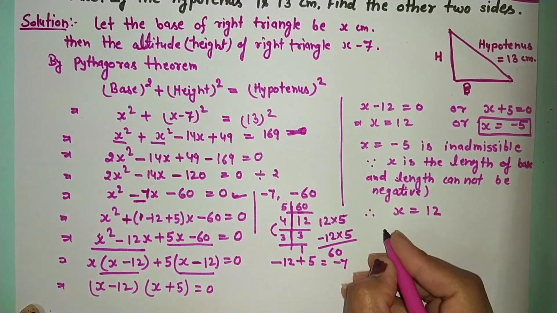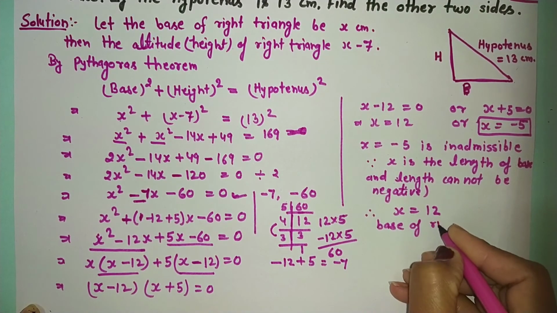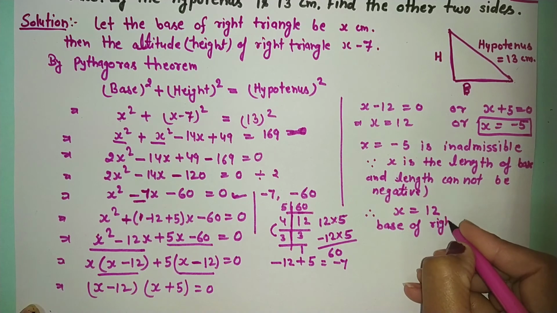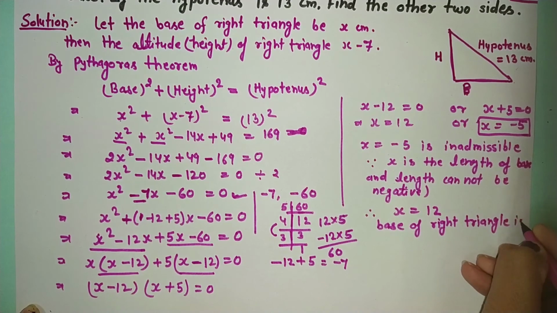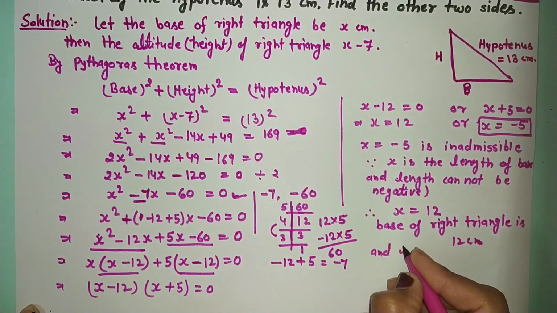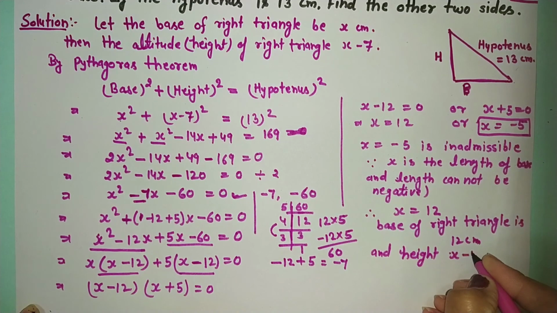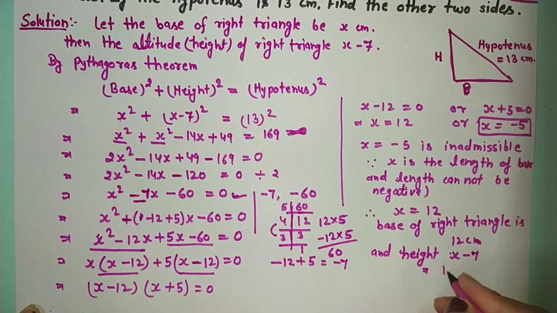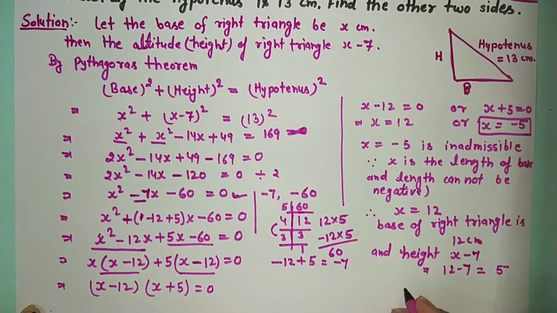That means the base of the right angle triangle is 12 centimeter, and the height, that is x minus 7, or we can say 12 minus 7, that is 5. Therefore the height will be 5 centimeter.